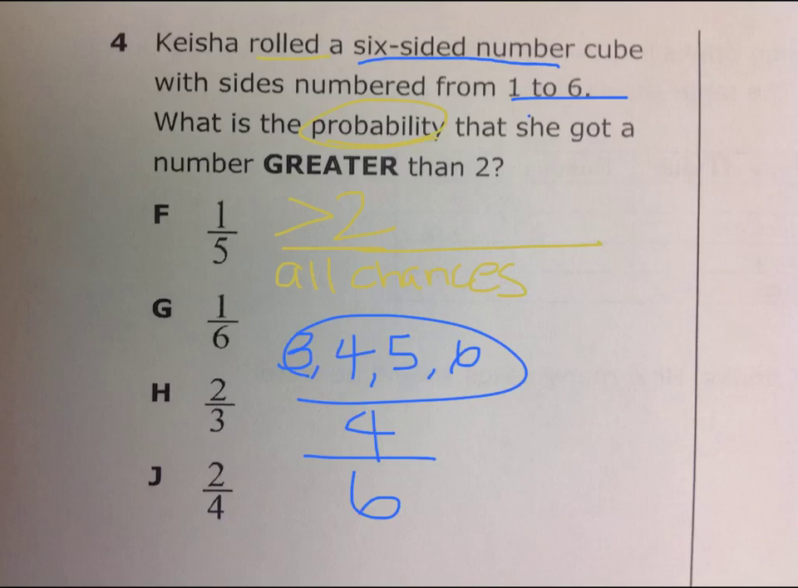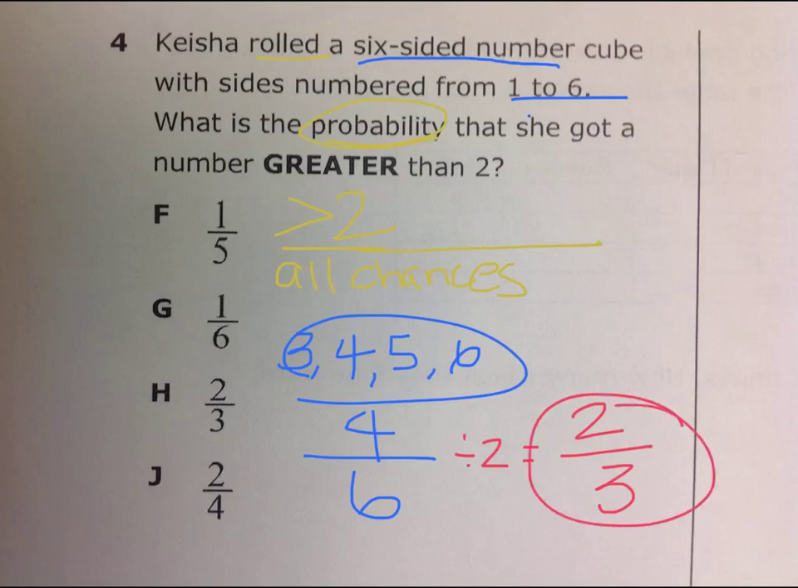Looking at our answer choices, it's not there, is it? Well, I bet you know why. Because we have to do what? Oh, I heard you. Reduce. That's right. We can divide this by 2. 4 divided by 2 is 2. 6 divided by 2 is 3. And you get 2/3.